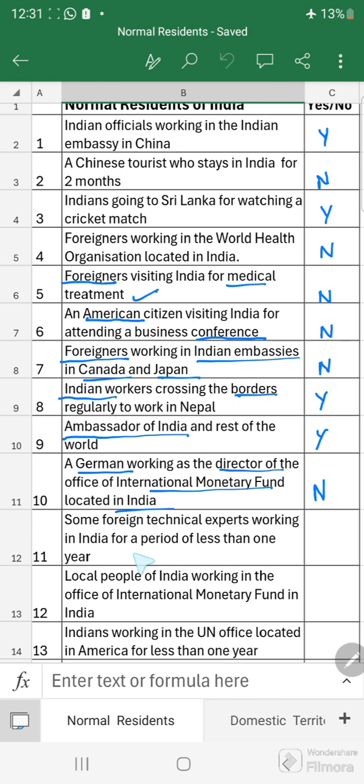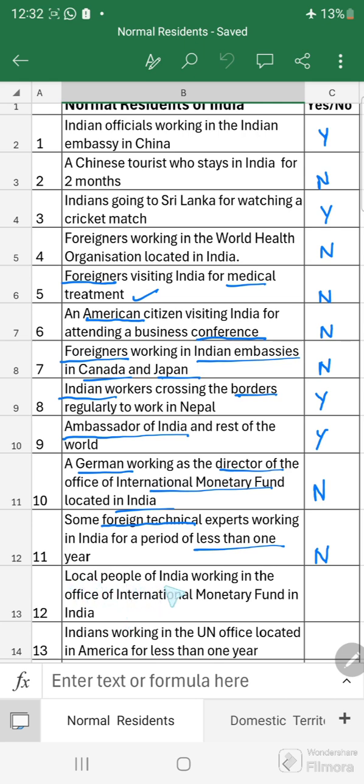The next one is some foreign technical experts working in India for a period of less than 1 year. So here again, it's a foreign technical expert and the other catch is less than 1 year. So they will again not fall under the category of normal resident of India.